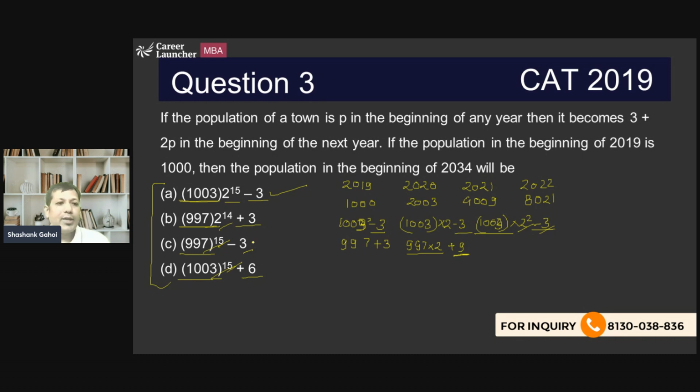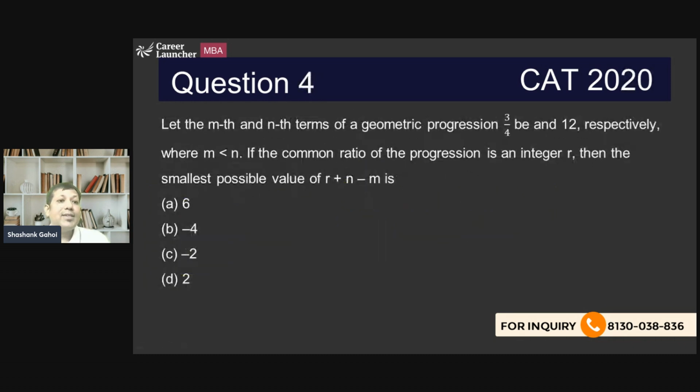Okay, now let's move on to the next question. What does it say? It says that the mth and nth terms of a geometric progression are 3 by 4 and 12 respectively, where m is smaller than n. If the common ratio of the progression is an integer, then the smallest possible value of r plus n minus m. Okay, now the important point is r is an integer, but it never says it is a positive integer. So r can be 2, r can be 3, r can be minus 2, r can be minus 3, r can be any number.